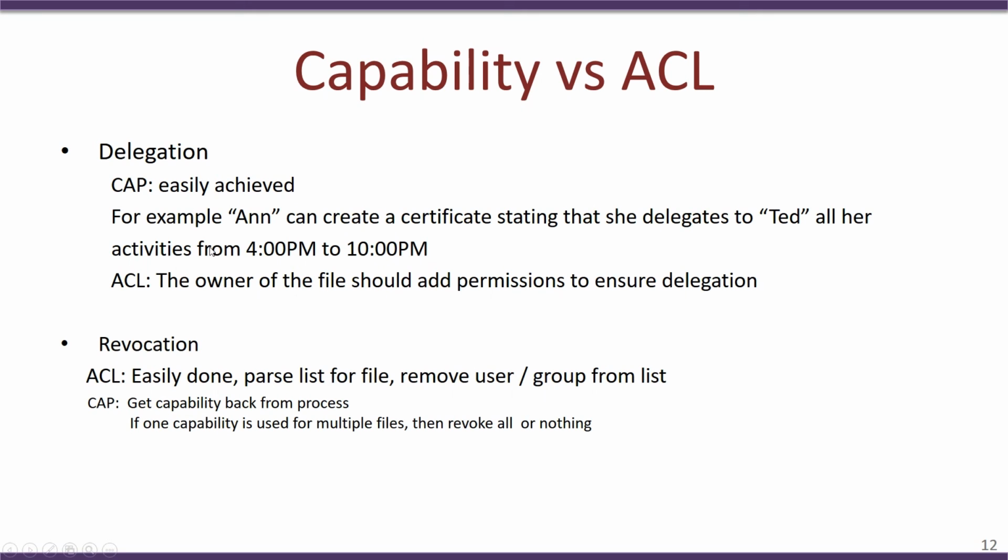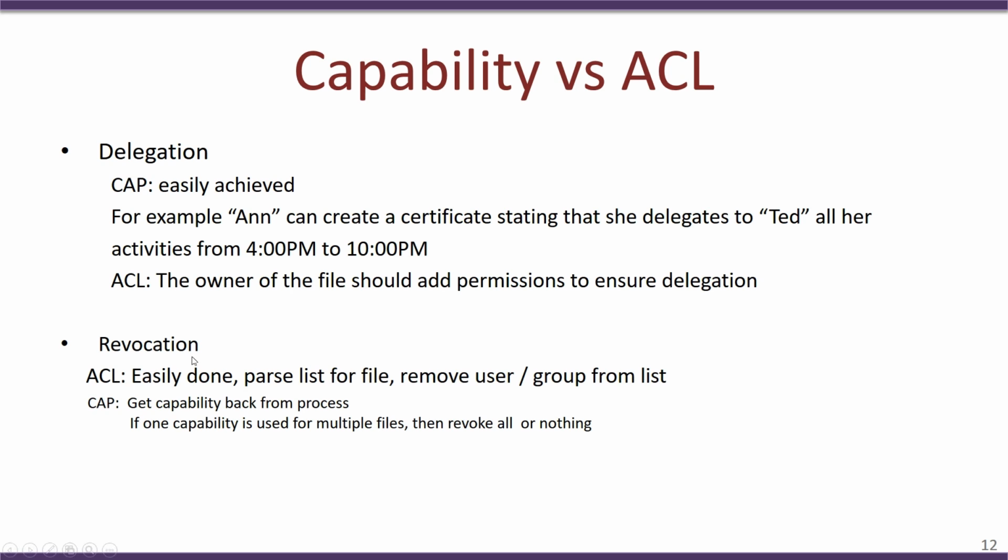If we want to achieve the same kind of delegation with the ACL, that is the access control list, then it is far more difficult. The reason being, in this case, Anne has to pass through every object that is present in the system, and just for a period of 4 p.m. to 10 p.m., she has to add permissions for Ted to ensure delegation. So this is far more difficult than just creating a certificate which gives Ted the permission to access all of Anne's files from a particular period to a particular period.